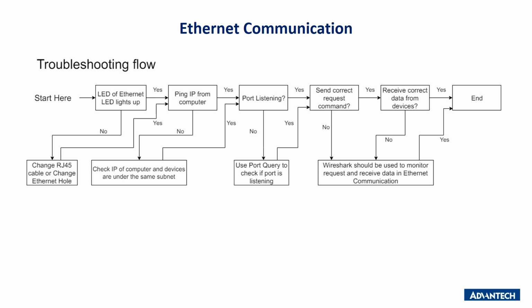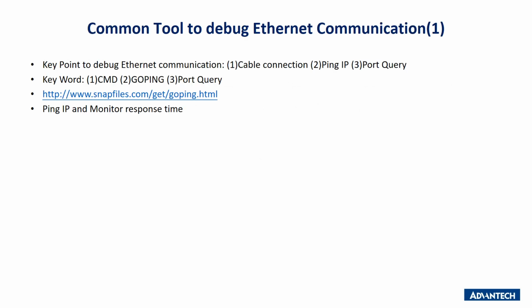Third, due to the Ethernet connection relying on IP and port number, you also need to check if the port number is still available. Fourth and fifth, please check if the request command is correct. In the last step, third-party software called Wireshark will help. Some tools would be introduced in the following slides and what they can do.